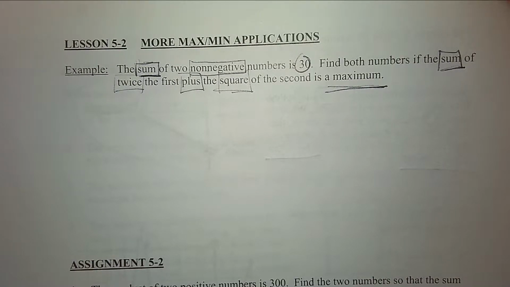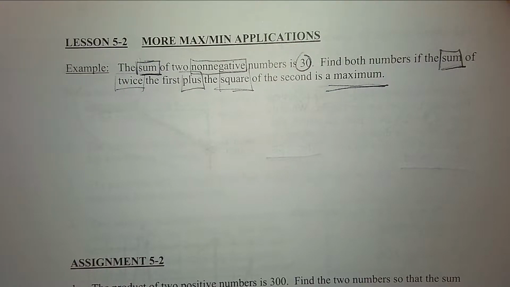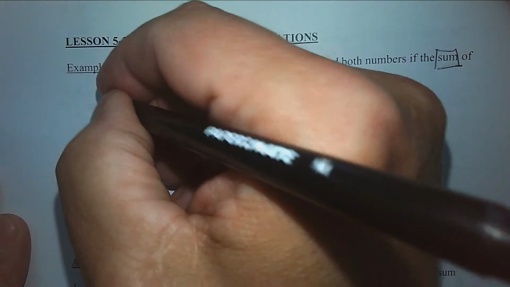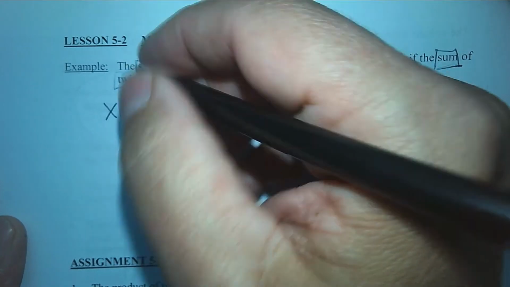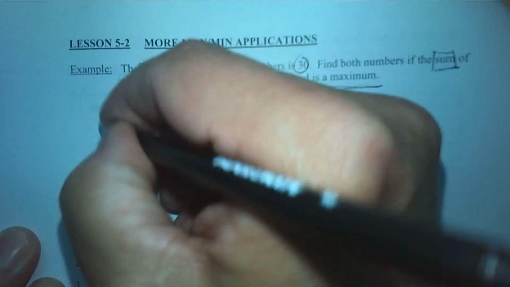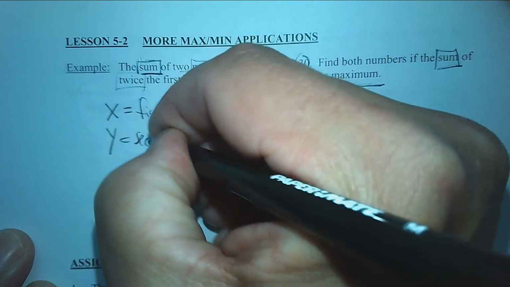All right, where do we need to start? Let's get two letters. What letters do you love in math? Let's say x is the first number, and let's say y is the second number. Is that okay?